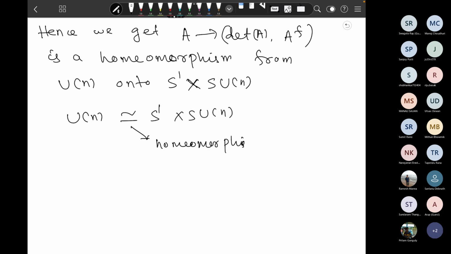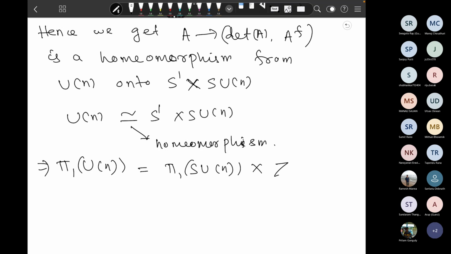So this is an interesting relation. It also implies that if you can prove that SU(n) is connected, then U(n) is also connected. That will give you another proof. You will get that from here: pi1 of U(n) is equal to pi1 of SU(n) times Z. Okay. So now we will come back to our case.